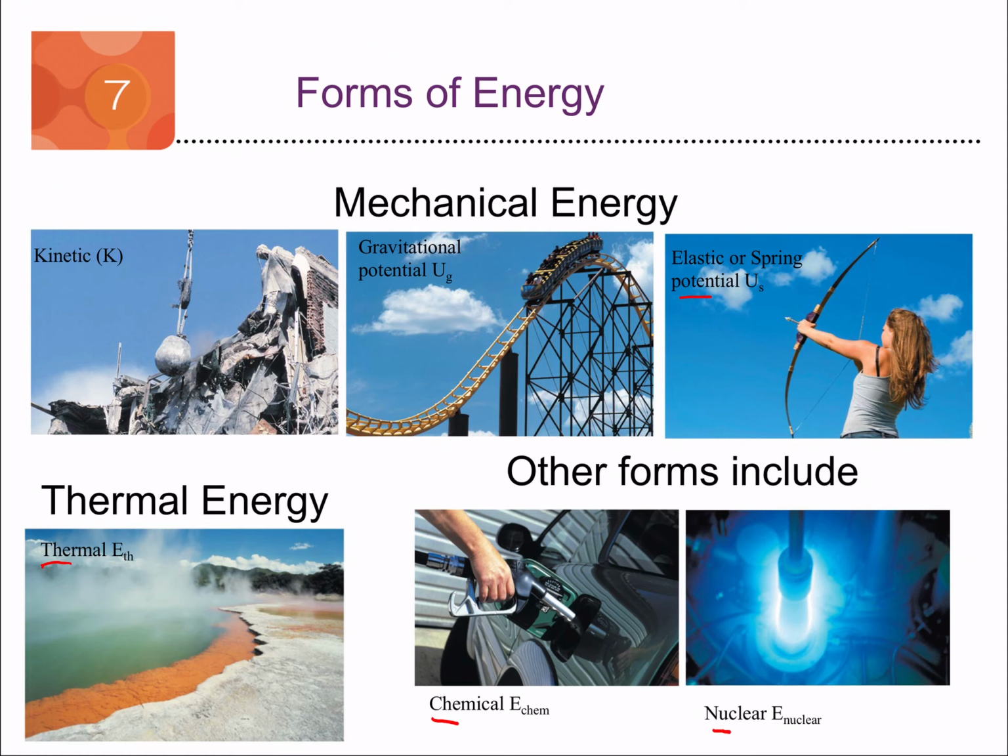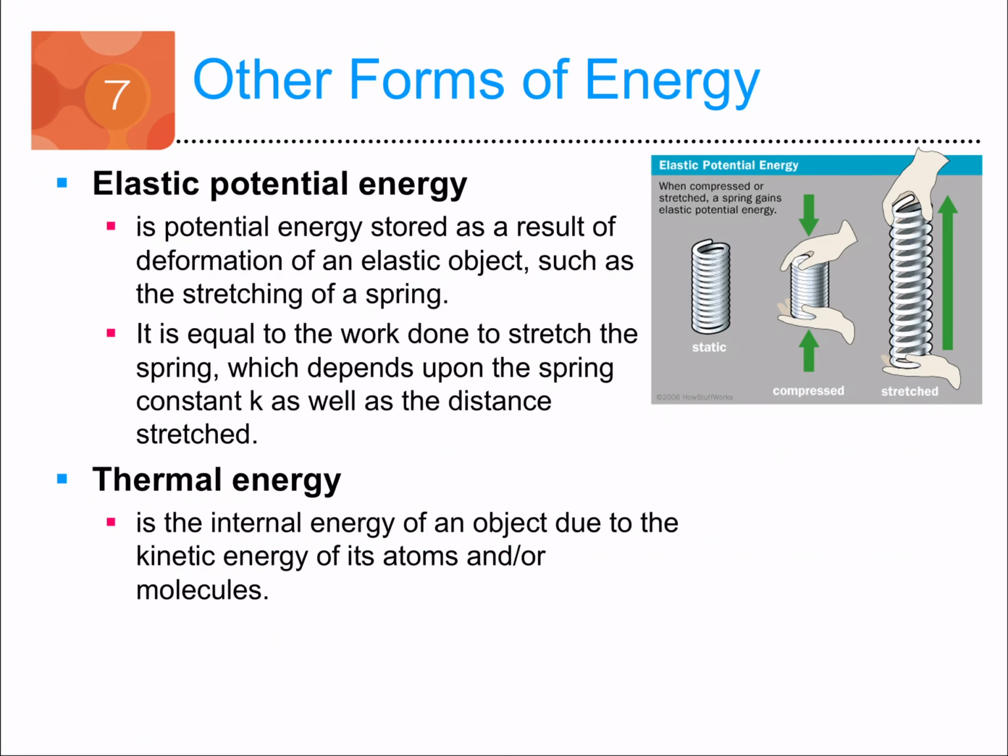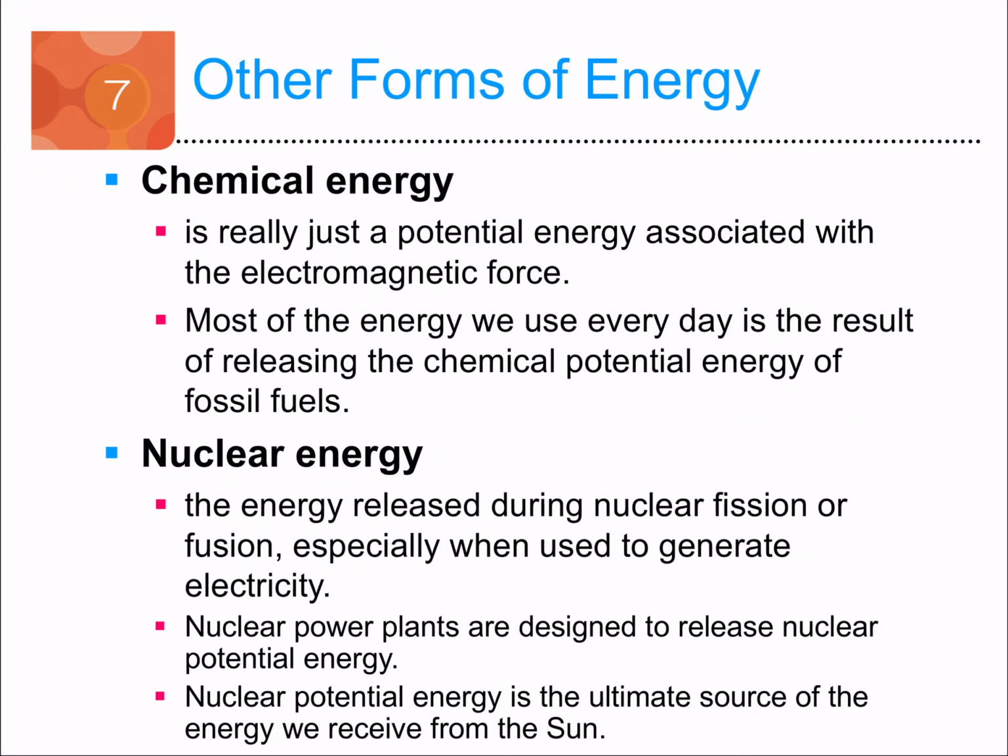Nuclear power plants are designed to release nuclear potential energy, and nuclear potential energy is the ultimate source of the energy we receive from the sun. This slide just talks about what I've just gone over. This picture illustrates elastic potential energy, showing how the spring is compressed and then stretched out. Again, thermal energy, likewise chemical energy, and nuclear energy.